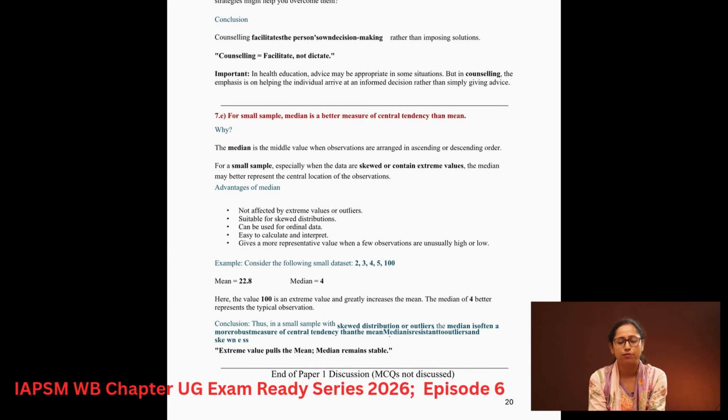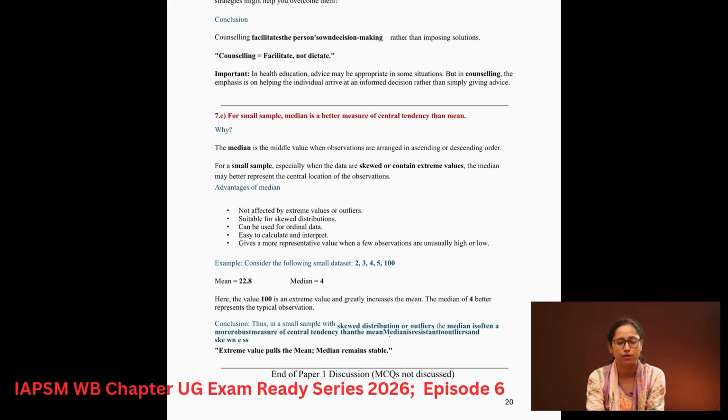What is the advantage? Because median is not affected by extreme values or outliers, it is suitable for skewed distribution, it can be used for ordinal data, easy to calculate and interpret, and it gives us a more representative value when a few observations are unusually high or unusually low.